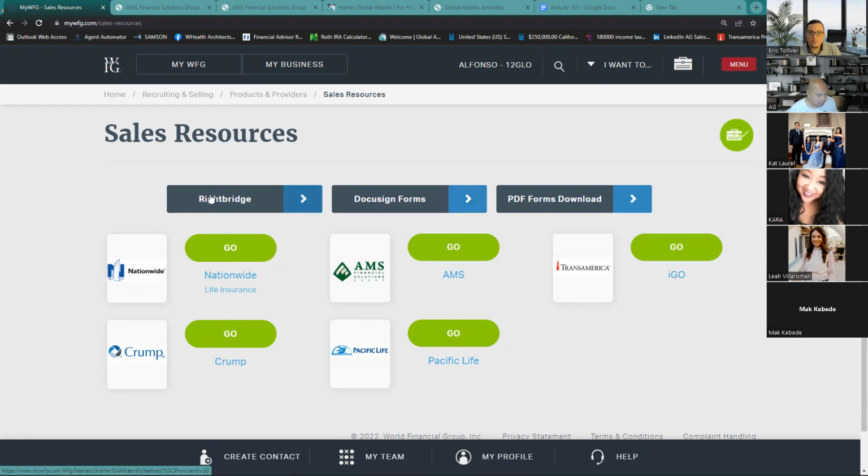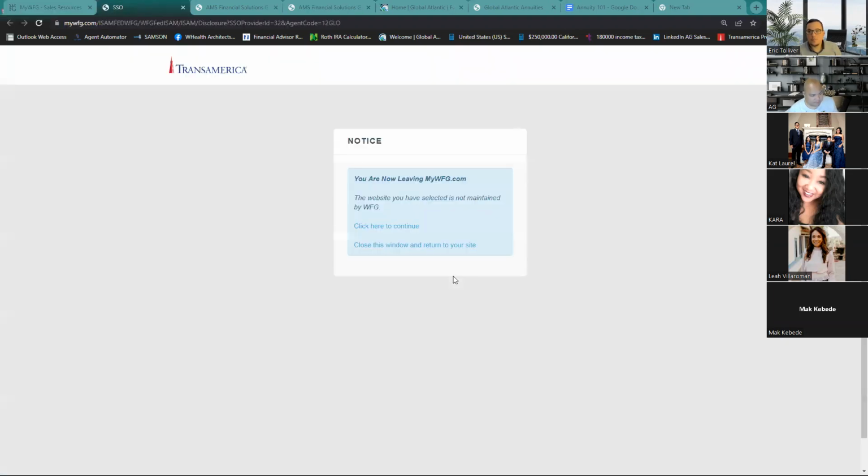You're gonna have to do a RightBridge report for all annuity applications. Okay, so you do the RightBridge because it's the annuity application. They won't allow you to submit it without a RightBridge. And so we go here to AMS.